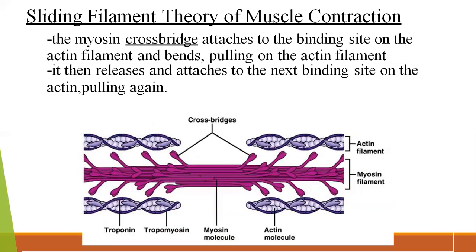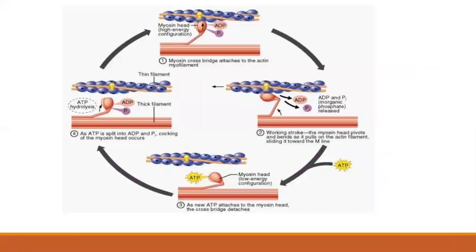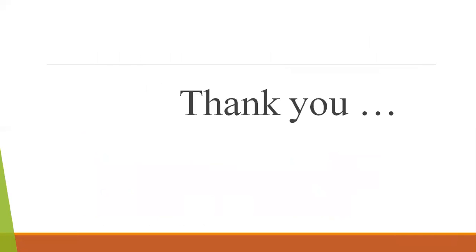In the sliding filament theory of muscle contraction, the myosin cross bridge attaches to the binding site on the actin filament and bends, pulling on the actin filament. It is then released and attaches to the next binding site on the actin, pulling again. So this is the procedure.